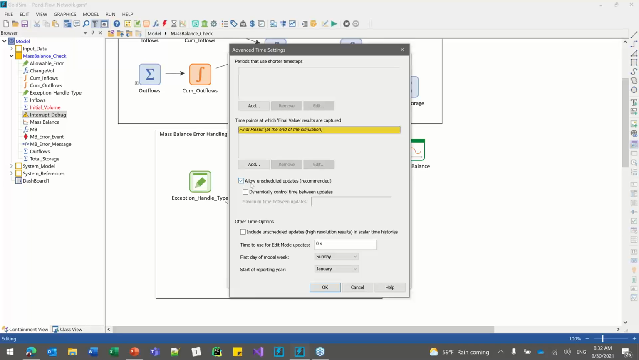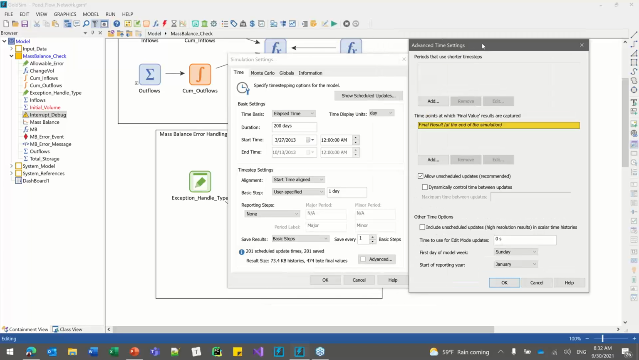If this is checked, then in addition to the time points that you specify, which in my case is every day at midnight, it will update all the calculations. Well, if you have this box checked, there could be times when there's an additional time step in between the days at midnight. Okay, so with that, what we need to know is, are we accounting for everything in the unscheduled updates?